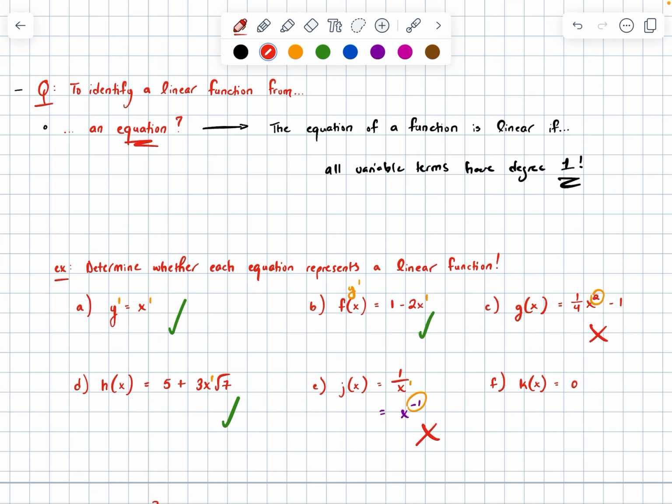So this guy is not actually linear. You will learn eventually that this is an example of a rational function, which appears when you have variables in the denominator of a fraction. And last but not least, k of x is equal to 0. Well, here we know that this guy is just going to be constant, right? No matter what x is, I'm always going to spit out that y value of 0.